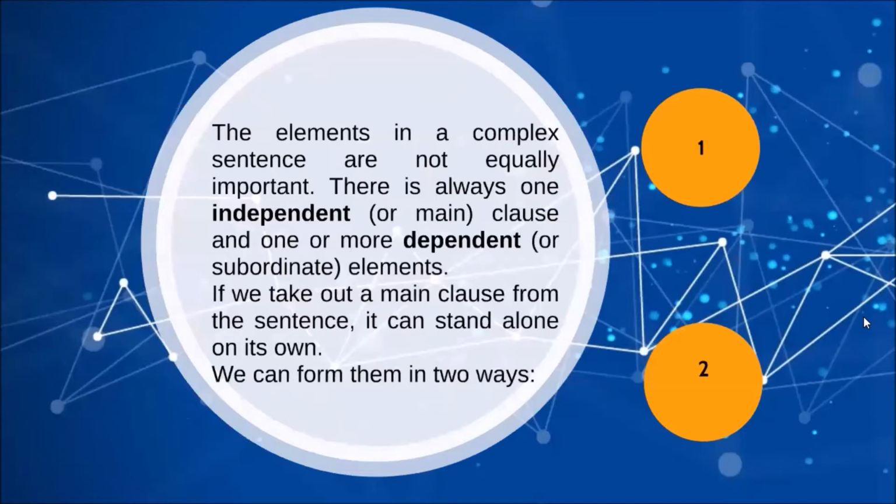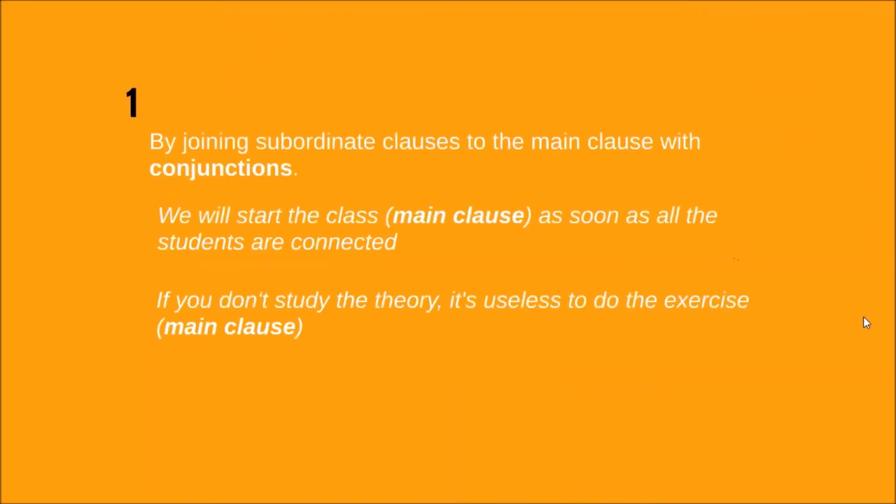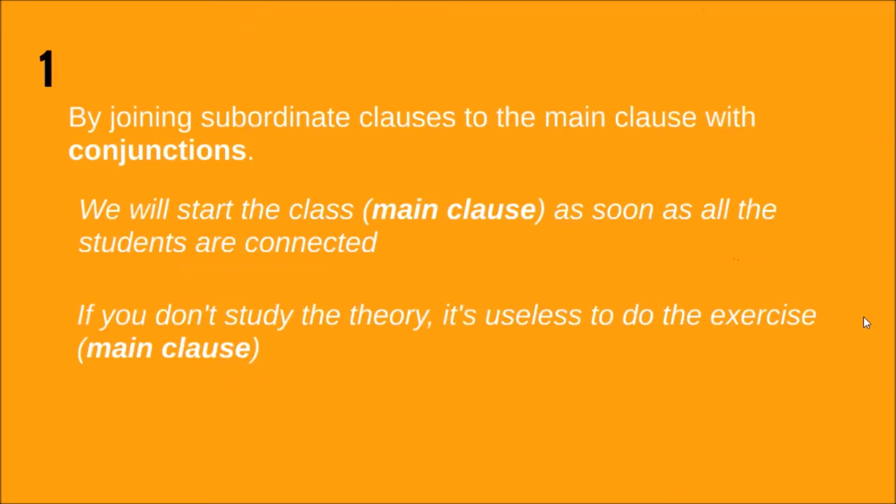That is, if we remove that clause from the sentence, it will continue to make sense and to be a full sentence. Okay? So there are two ways in which we can form complex sentences. Number one is by joining subordinate clauses to the main clause with conjunctions. We have already seen subordinating conjunctions, okay? So we can say something like, we will start the class as soon as all the students are connected.